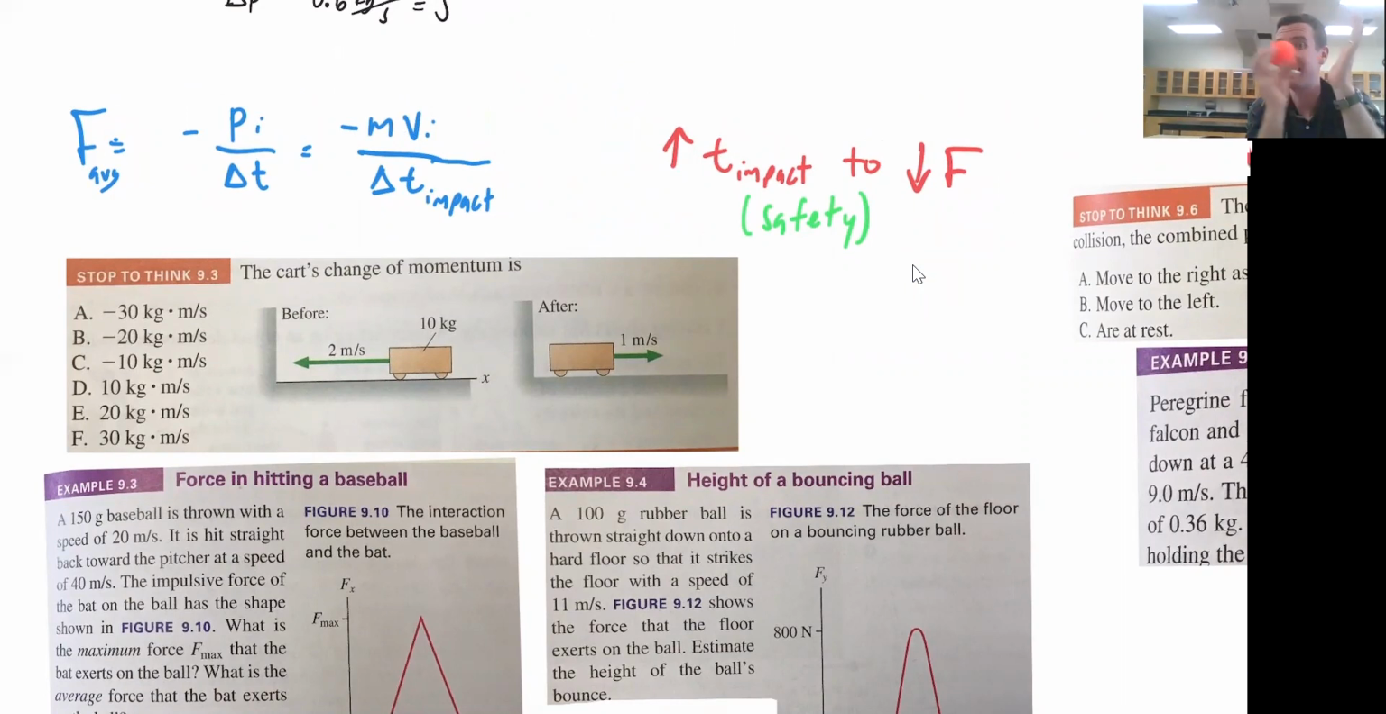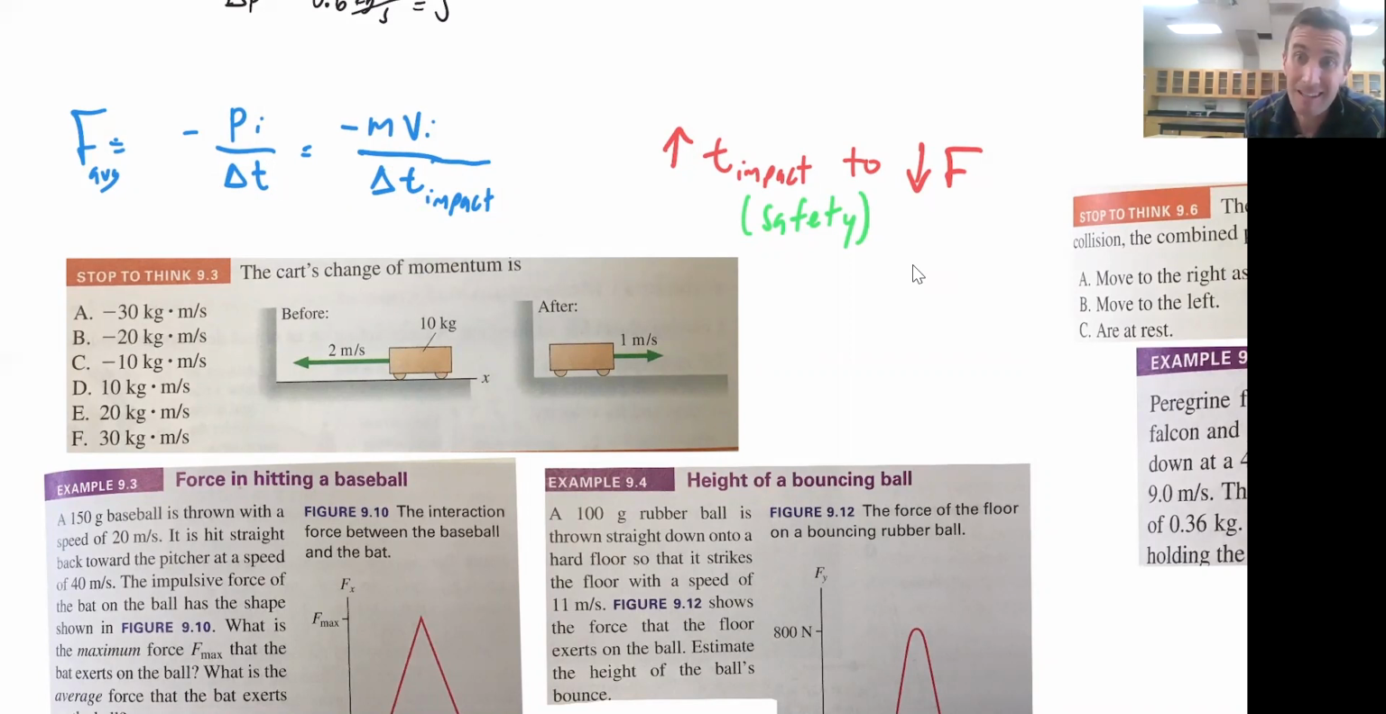So if I want to be safe as this object, I need to increase my time of impact in order to decrease my force, because time of impact is down here in the denominator. If this value gets bigger, the force will get smaller, right? Larger time, smaller force. They are inversely proportional to each other. So I've got to play around with trying to increase my time of impact.